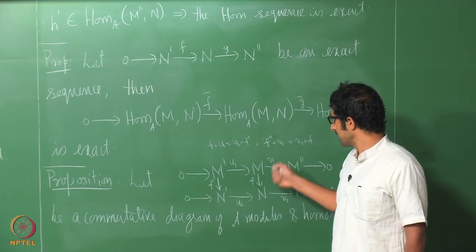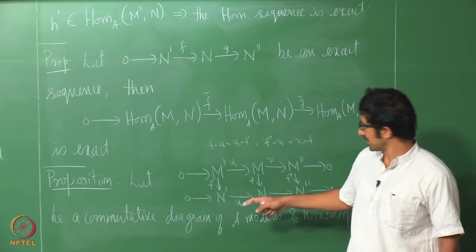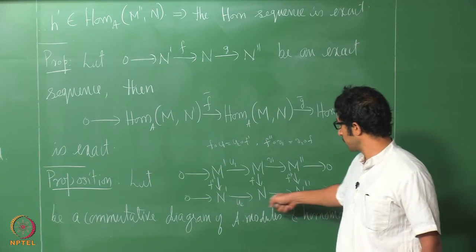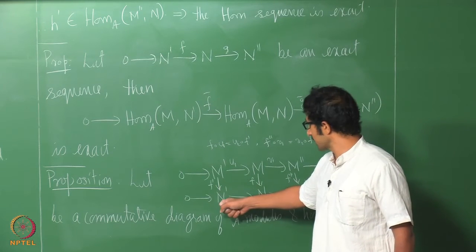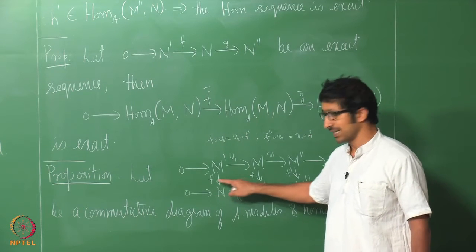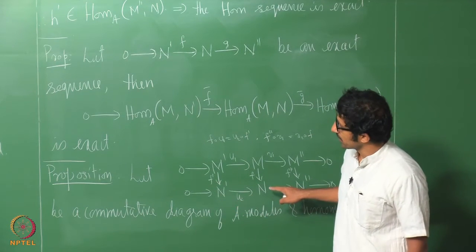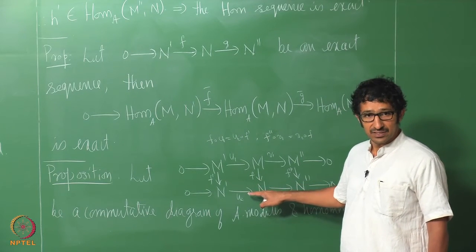And similarly here, and on the other side, u2 bar and v2 bar are the induced maps. So, what is the co-kernel of f prime? It is a quotient module of n prime. The co-kernel of f is a quotient module of n.